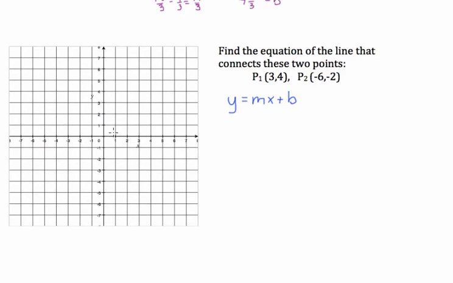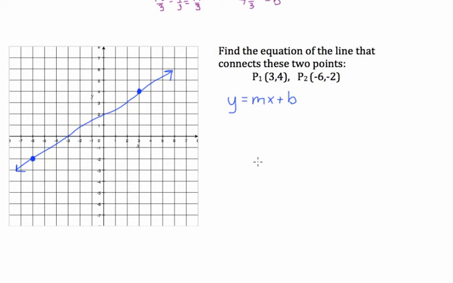Start by graphing your points, plotting your points. X is 3, y is 4. There's point 1. X is -6, y is -2. There's point 2. Connect your points with a line. You may want to use a straight edge. You'll get a straighter line than I have.